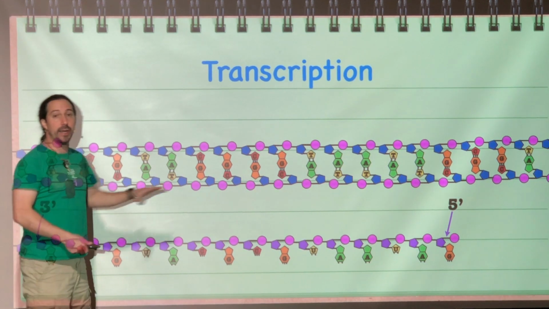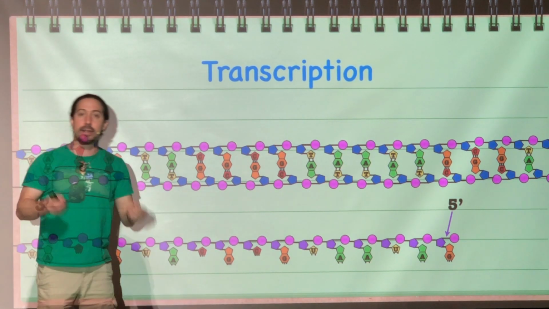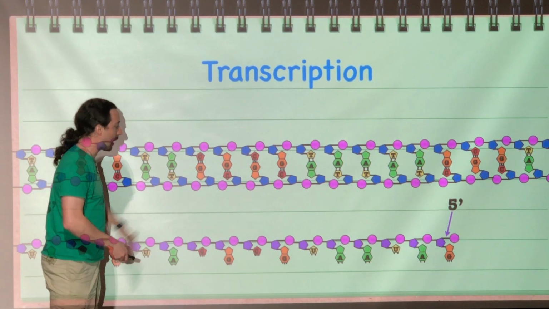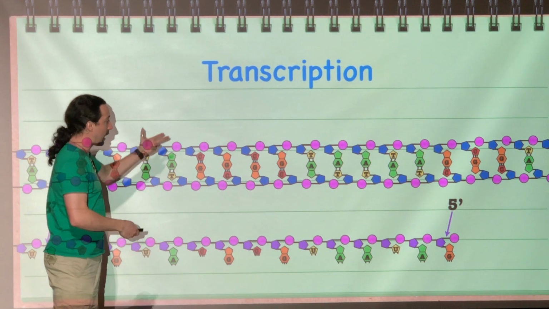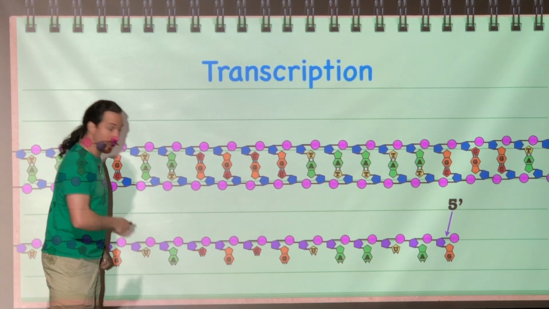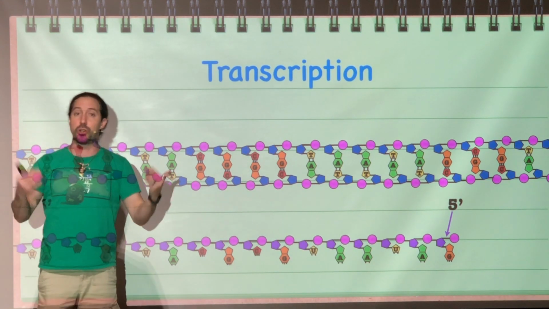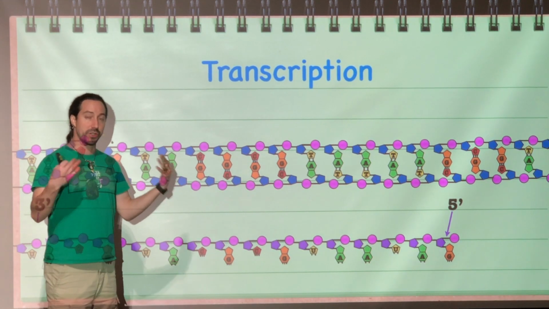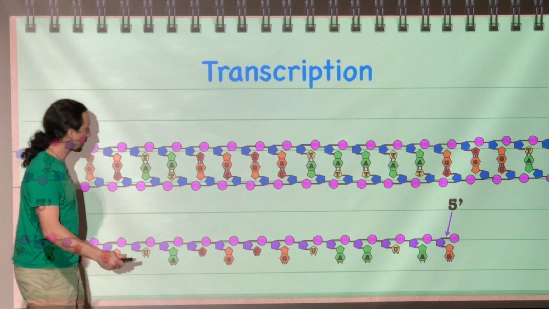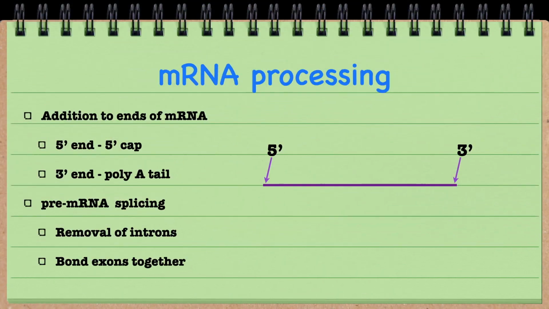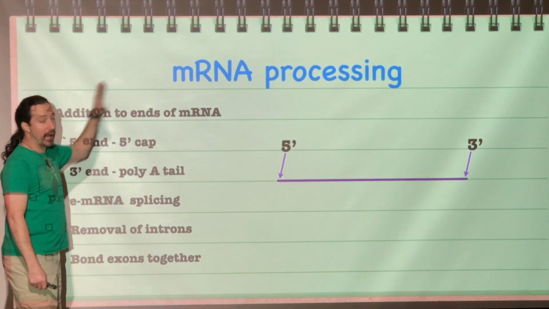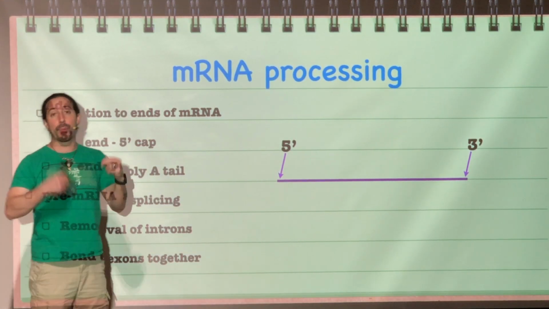The difference between our RNA strand and the coding strand is that instead of having the nucleotide thymine, we now would have the nucleotide uracil. And instead of having deoxyribose sugars, it only has ribose sugars in its backbone. But that's not the only difference between the RNA and the coding strand. In fact, now we are going to have to go into a step called RNA processing.